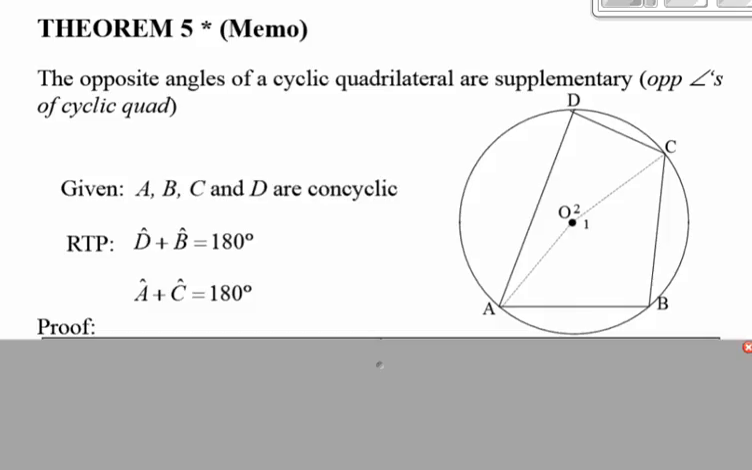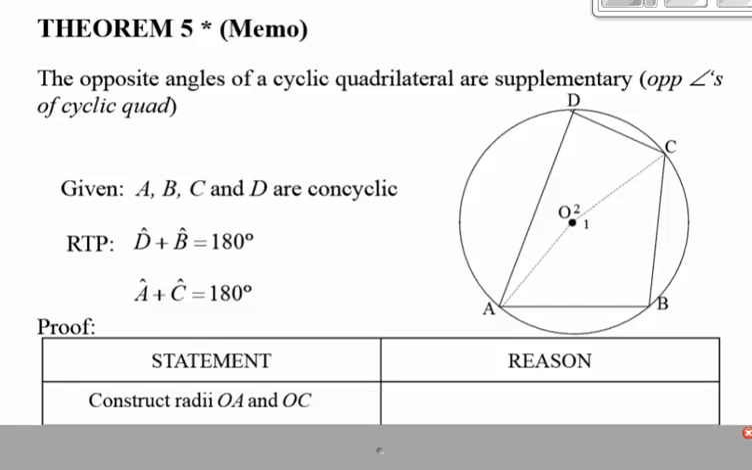In other words, you're given that all the corners are on the circle, that they are concyclic. So here we are given that A, B, C, and D are concyclic, making ABCD a cyclic quad. Now we are required to prove two things: that angle D plus angle B, which are opposite angles, add up to 180, or actually that A plus C add up to 180. There's two parts. Often in a test or an exam, you'll just get asked to prove one of them. Alright, so let's have a look at our proof.